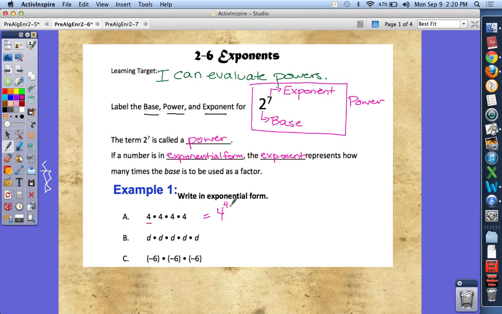You can do it with variables too. Look at B. Write d times d times d times d times d in exponential form. You write your base and you write your exponent, which is how many times you have that d, so d to the 5th. What about the third one, C? -6 times -6 times -6. You're going to want to keep those parentheses. That means -6 is my base, and how many times do I have that -6? 3 times. Okay, so that's exponential form. No big deal.